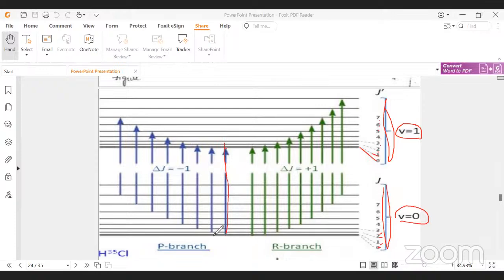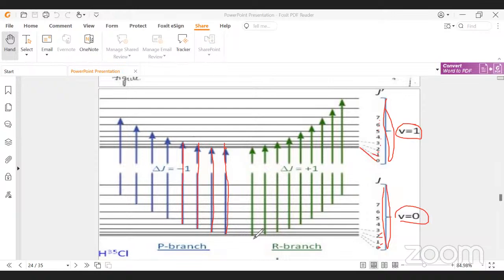For example, where the molecule started here, J equal to 1, the transition from J equal to 1 to J equal to 0, the difference is delta J equal to minus 1. Look at here, J equal to 2 to J equal to 1, the difference is minus 1. Here J equal to 3 to 2.